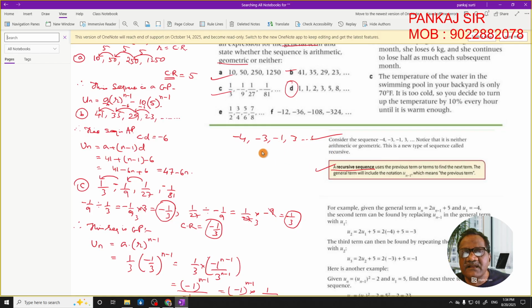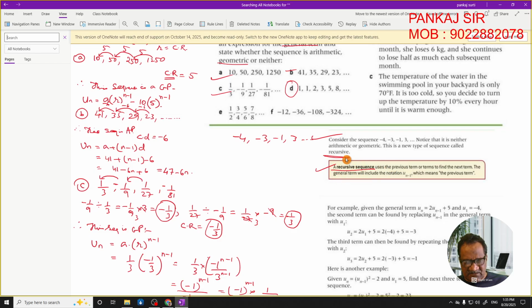With this type of sequence, there's no way you will conclude that it's an AP or a GP. What we notice is that it is neither an AP nor a GP. So is it a new type of sequence? Yes, it is a new type of sequence, which is called a recursive sequence.